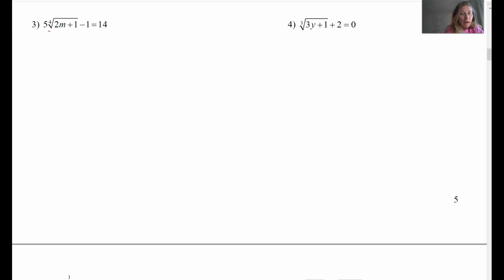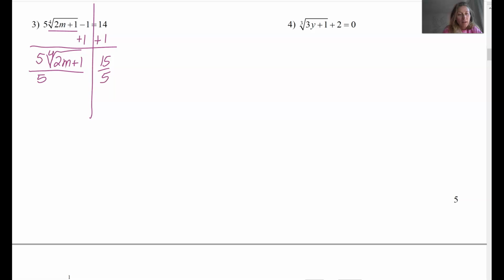So looking at number 3, I see the radical expression is 2m plus 1. So I treat that like it's its own variable right now. And it's multiplied by 5 and then minus 1. So we need to undo those two operations. First we undo our subtraction: the opposite of minus 1 is plus 1. Then I have 5 times the fourth root of 2m plus 1 is equal to 15. And then I need to get rid of the 5, so I divide by 5. And then I'm left with the fourth root of 2m plus 1 is equal to 3.